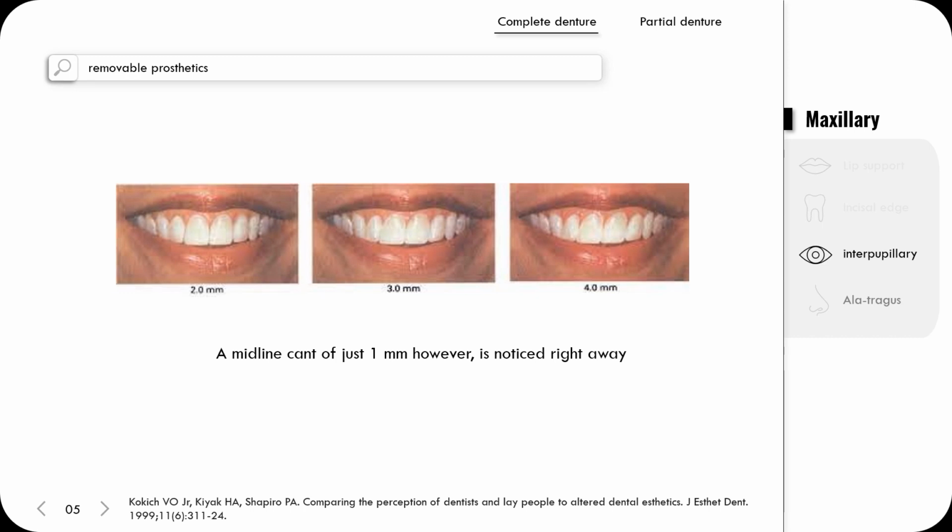The other thing they looked at too was instead of a midline deviation, they looked at a midline cant. So if the midline was skewed, so it wasn't straight up and down, but if it was off center at an angle. Now, if there was a midline cant of just a millimeter, that's noticed pretty much right away. So the idea of having the teeth perfectly centered on the facial midline, there's quite a bit of leeway there. You can be off by about 4 millimeters before we start to notice.